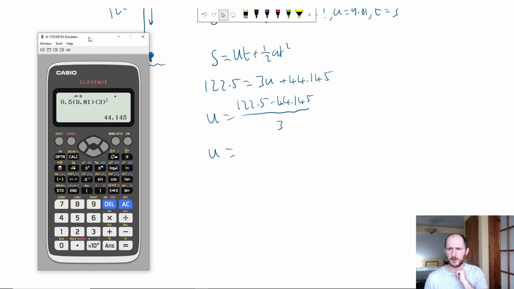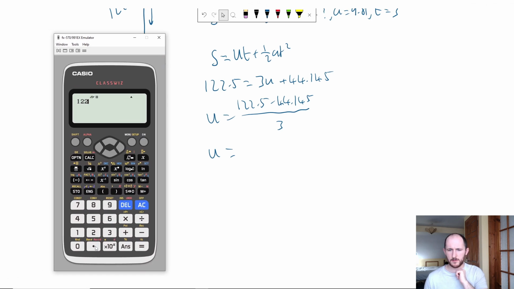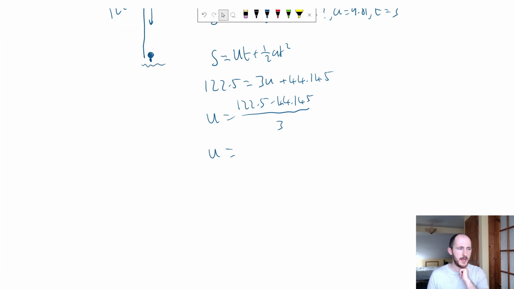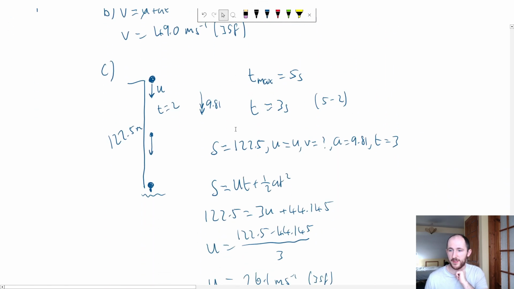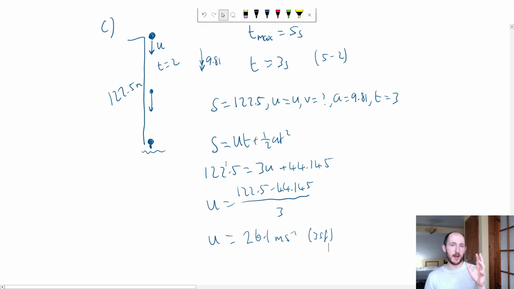So let's do that. So we're going to do 122.5 subtract 44.145, there we are. And then we're going to divide by 3, and we're going to round to 3SF. 26.1 meters per second to 3SF. And that right there is 5 marks. Just for that.